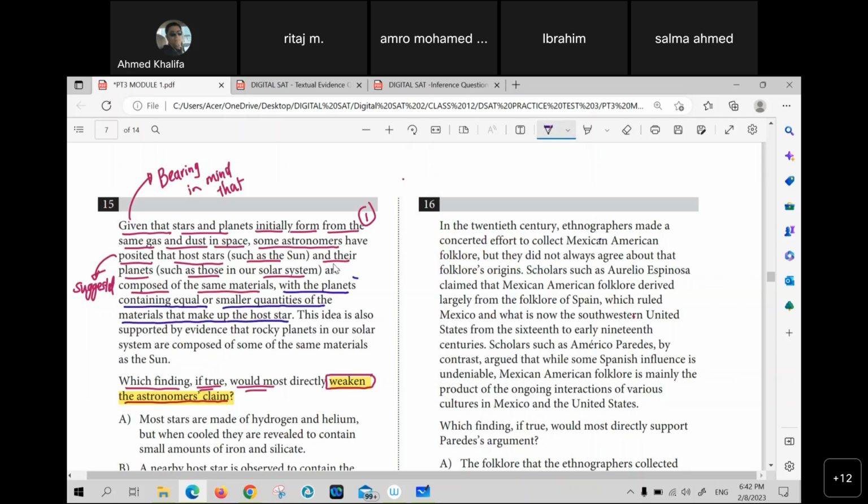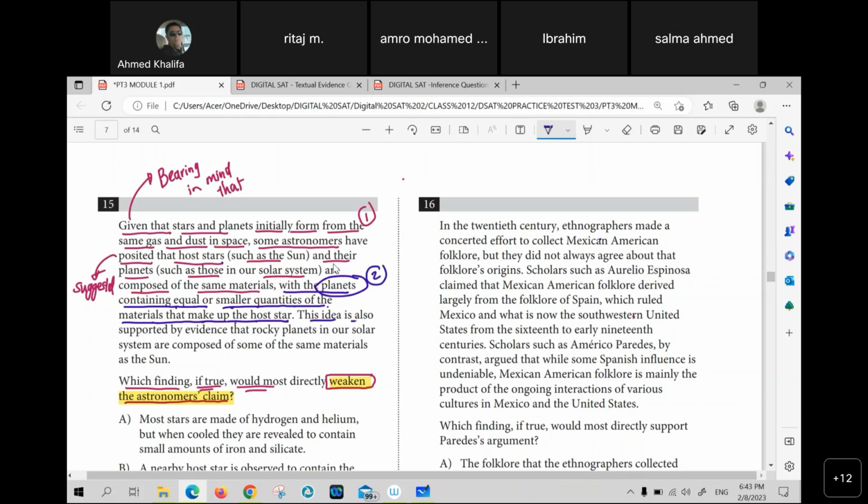But the planets here, we said the host star is made of what? Gas and dust. But with the planets, this is something additional: containing equal or smaller quantities of the material that make up what? The host stars. So it contains the same dust and the same gas of the host stars. Same thing. But here he said, or smaller quantities of the material that make up the host stars. Till here is fine. That's number two.